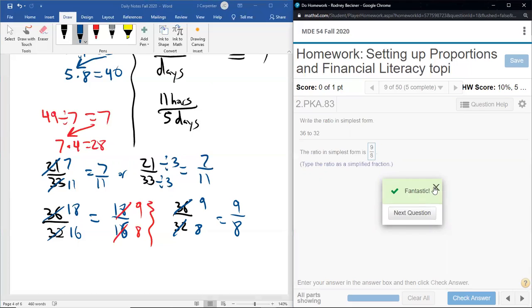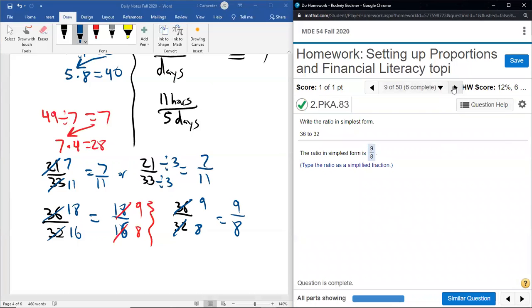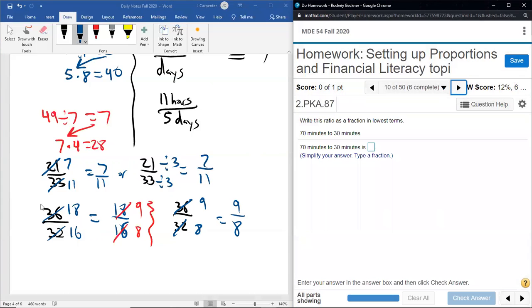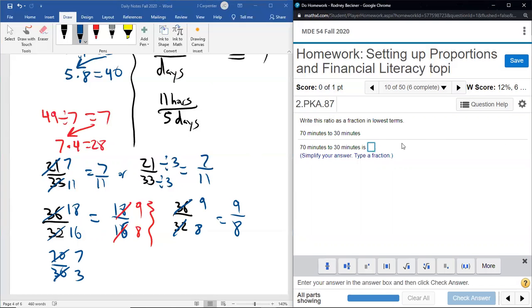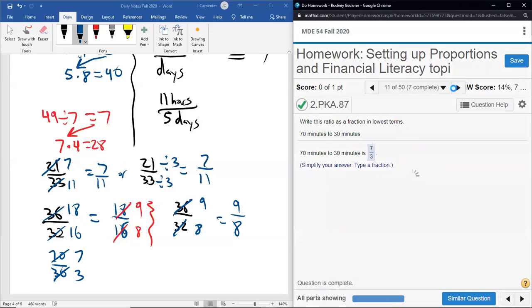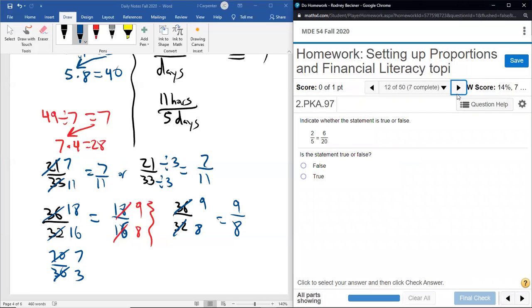Sometimes it just depends on which numbers you are looking at, seeking out, and how you do it. But when you reduce, make sure that your answer isn't reducible even more. 70 minutes to 30 minutes, 70 over 30, 10 is going to go into both of those. 10 will go into 70 7 times, 10 will go into 30 3 times. 7 thirds is reduced as much as possible. 7/3, boom, we're good. All right. I'm not going to do any more of those, which is good because there was only one more.